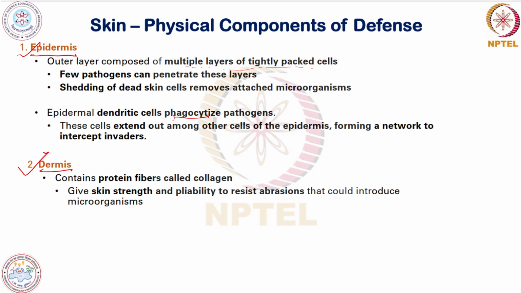And the next inner layer is the dermis. This dermis layer is rich in collagen. Collagen is a protein that gives the skin strength and flexibility. Like strength and pliability, that is the flexibility. So this will help the skin to resist any cut or injury, so that the pathogens cannot enter.